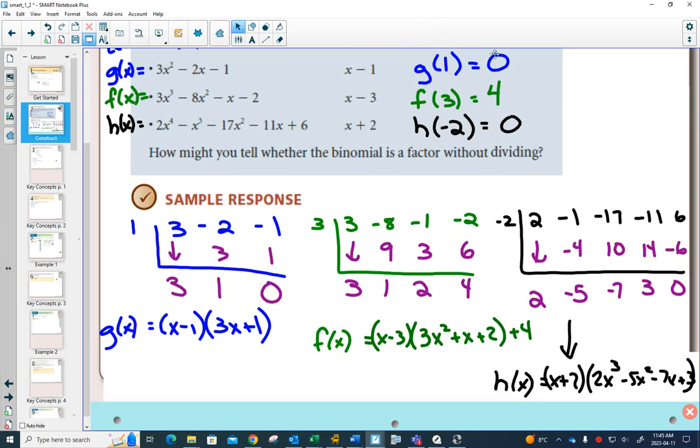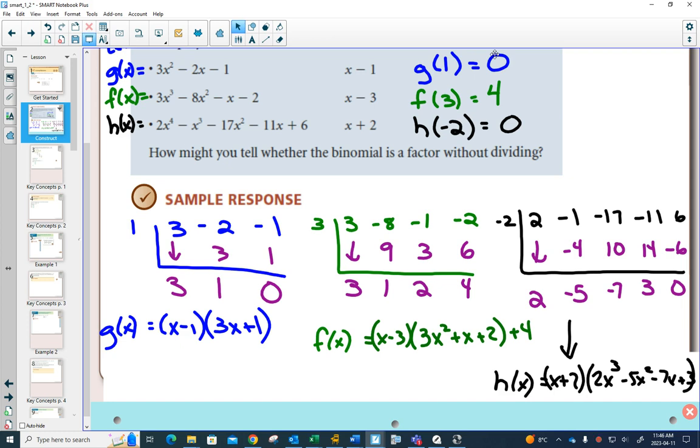So the first thing we want to do is recognize what do those 3 numbers have to do with the synthetic division and our division statements. What do they have in common? Where do those numbers show up in our synthetic division? And I hope you recognize or see that they are the remainders.